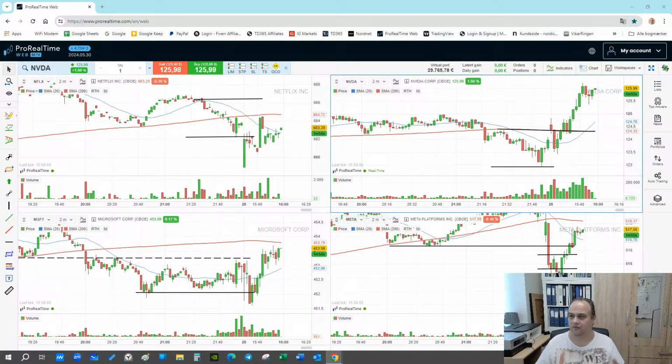The Magnificent Seven is Alphabet, Amazon, Apple, Meta, Microsoft, Nvidia, and Tesla. I mean, these stocks just get traded like crazy every single day. So all these seven stocks will sooner or later produce some kind of setups.